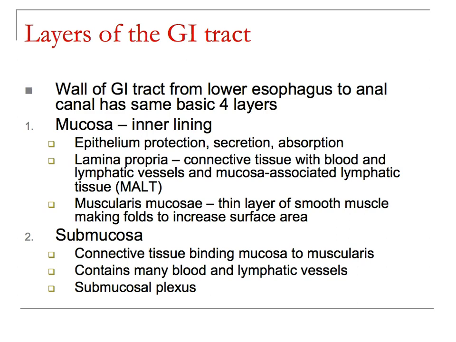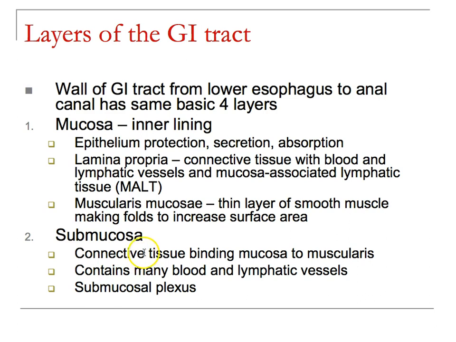We need to think about how that alimentary canal is actually constructed. The wall of the GI tract has a mucosa, which is the inner lining, and it's for protection, secretion, and absorption. Deep to it is the lamina propria, which is the connective tissue with blood and lymphatic vessels, as well as mucosal-associated lymphatic tissue. It has its own muscularis. That's significant. It means that there can be some changes that are independent of the 2 or 3 muscle layers that will be deep to this.